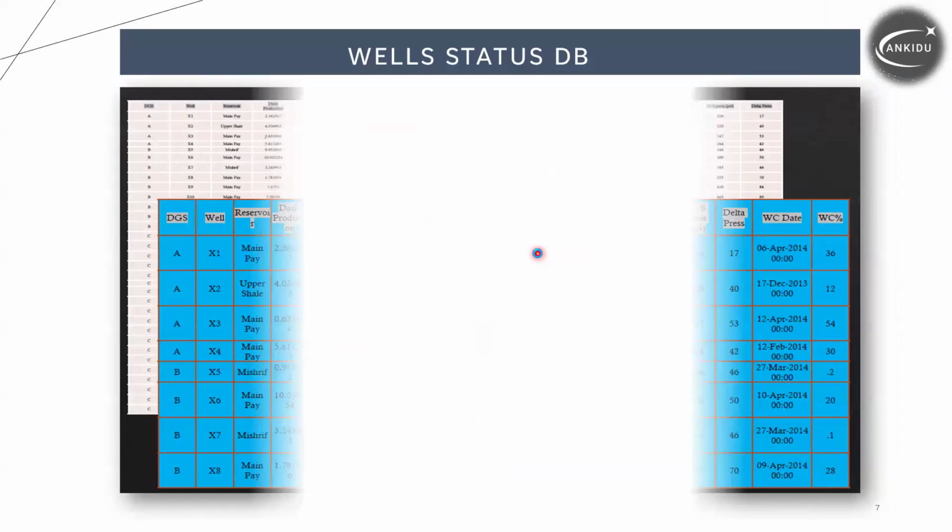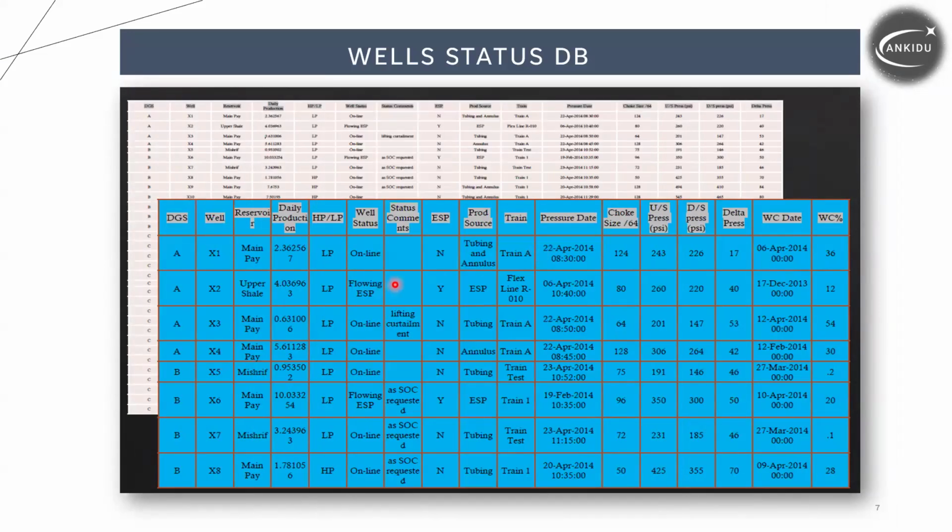Okay, let's go through the other slides. So let's have a look at the whole picture. So what we have is a degassing, and those wells are connected to those degassing. So X1 to X4 are connected to degassing A, X5 to X8 connected to degassing B. The reservoir layers are suggested here.